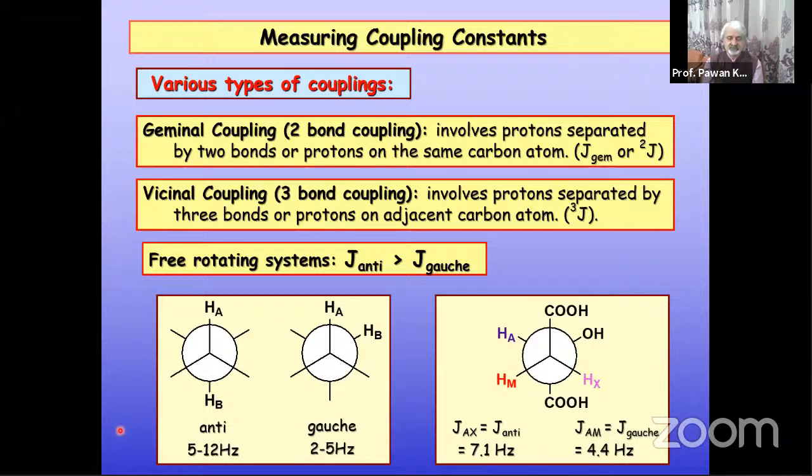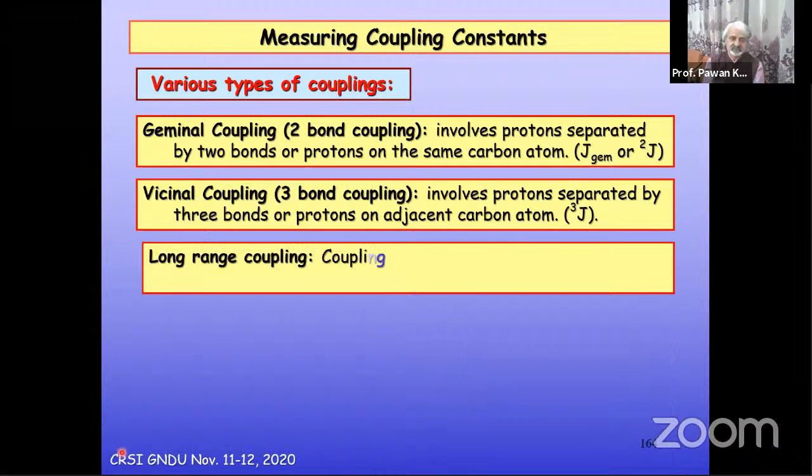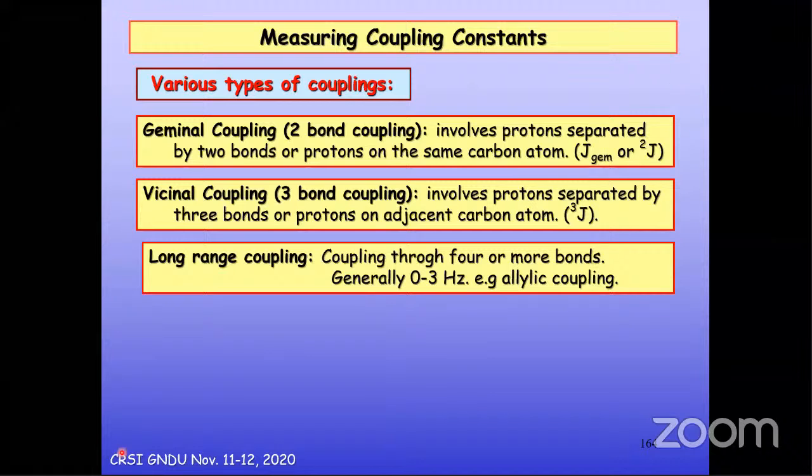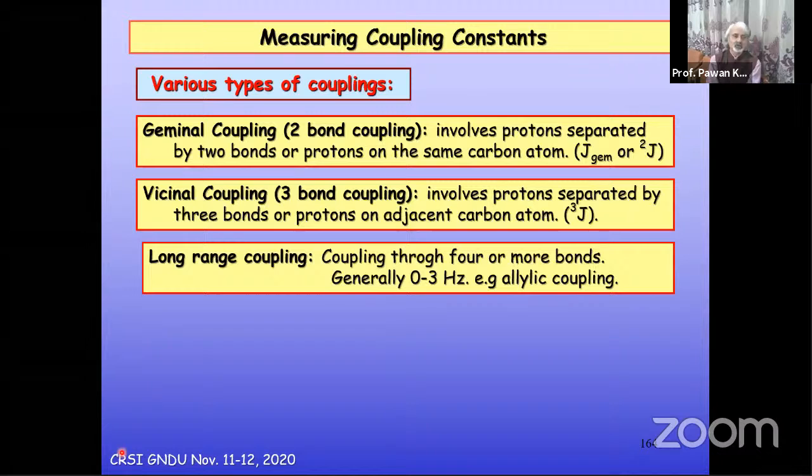Say for example, you see in this case, now JAX is J anti, 7.1 hertz, whereas JAM is J gauche, it is 4.4 hertz. So J anti is always greater than J gauche. And as I said, that usually up to 3 bonds, but it doesn't mean that we do not have long range coupling. We do have more than 3 bond coupling, and we call it as the long range coupling.